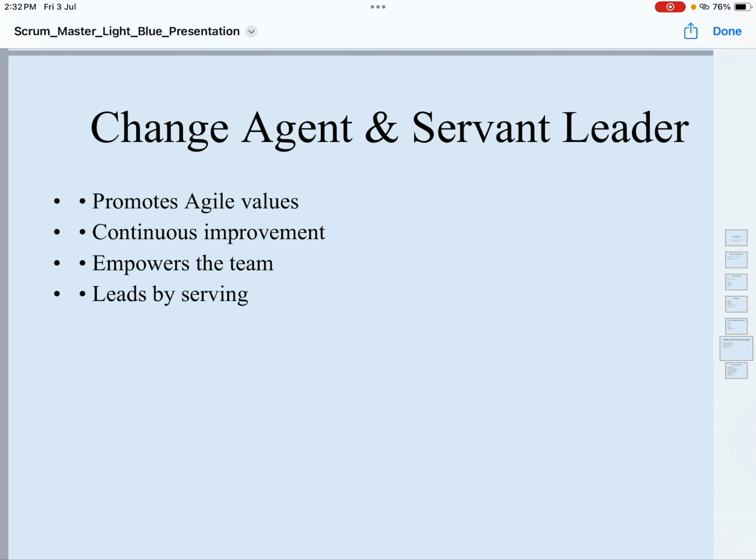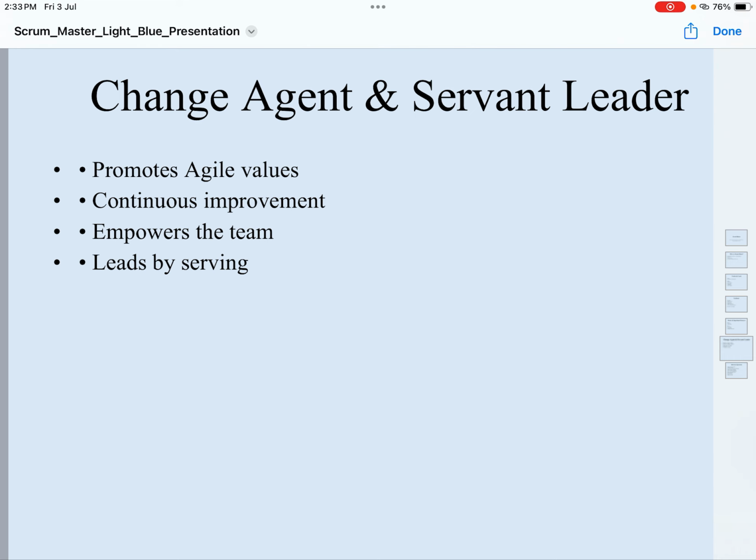Okay, now another thing is that the scrum master acts as a change agent. So if your organization is new, and you have been appointed as scrum master there, they don't know much about scrum or agile. So you have to teach them all of it. And then there will be the mindset block as well, where they would not like to change the way of their working. So it is your duty to bring change there. Okay, and servant leader we have already discussed. So promoting those agile values, bringing that continuous improvement environment, empowering the team to change, and then you have to lead by serving them. So this is how a scrum master works in an organization.